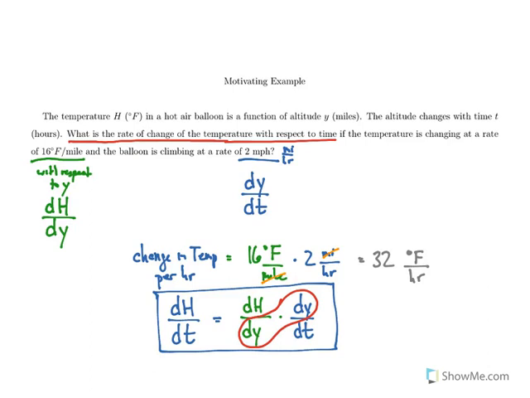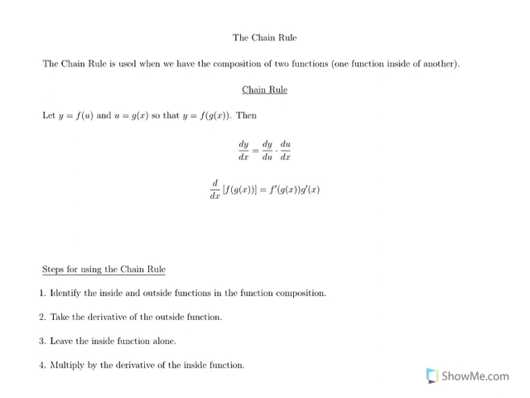So now let's introduce it formally. The chain rule is used when we have the composition of two functions. That is, we have one function inside of another function. The chain rule says that if y is equal to f of u, we have to introduce a second variable here, and u is equal to g of x, and that's just another way of writing y equals f of g of x, right? It's like we're replacing u with g of x.